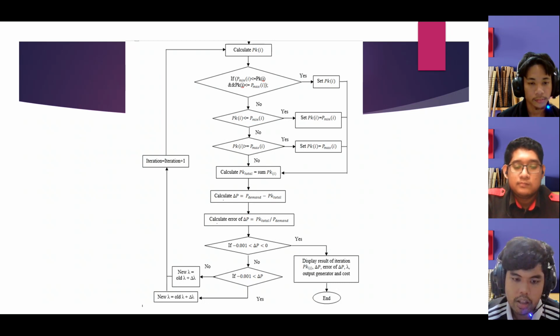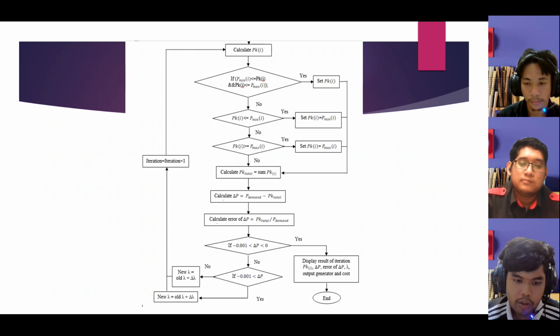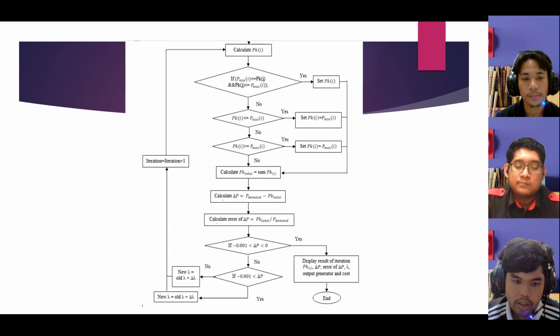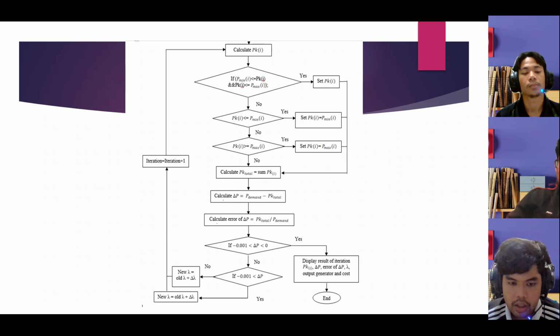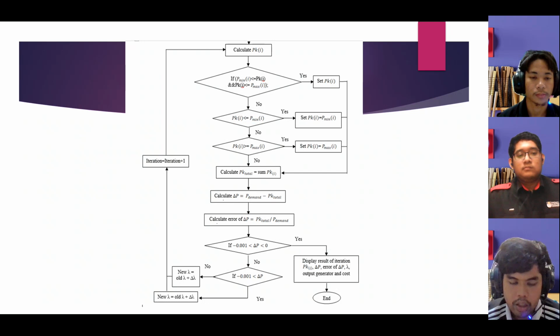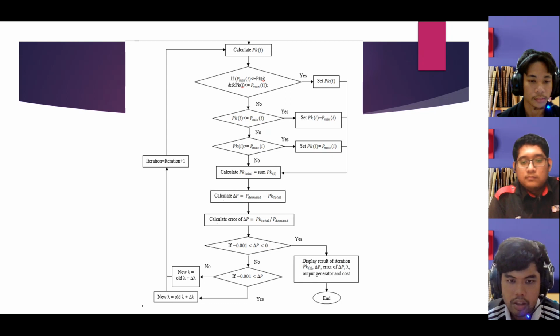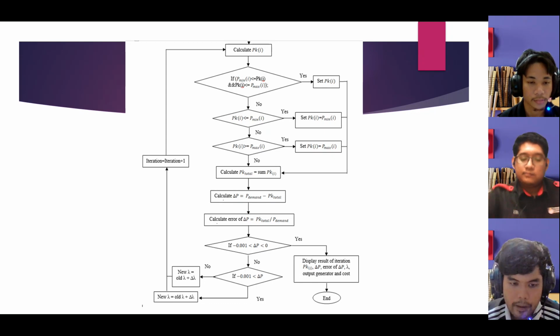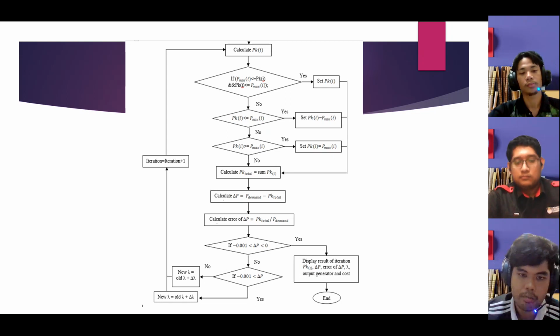So the second possibility is if the value negative 0.001 is below than delta P. So if the statement is false, it will go to the new lambda equals to old lambda plus delta lambda. But if the statement is yes, so the new lambda will equal to old lambda plus delta lambda. So actually the statement will go to the second iteration, and it will calculate the PK.